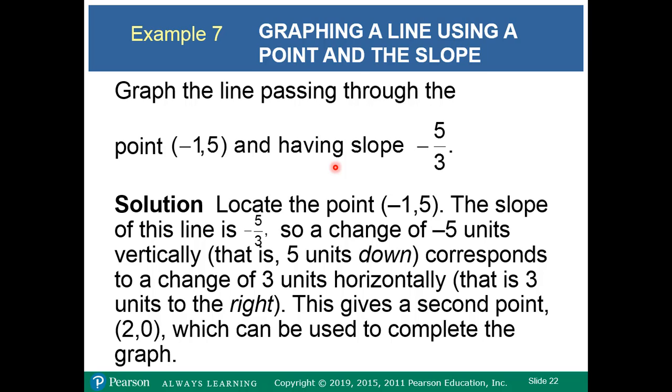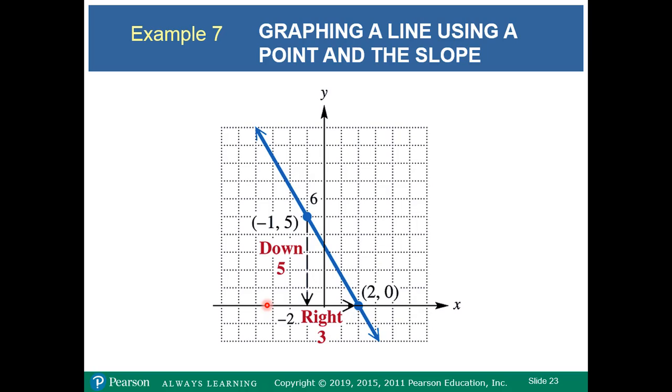So again, it's just understanding what this means, and how we interpret rise over run, and then using that to help us get from this point to the next point. So again, we're going 5 units down and 3 units to the right, which means we're subtracting 5 from y and adding 3 to x. So we get -1 plus 3 is 2, and 5 minus 5 is 0. And we get 2, 0. So that's the other point. And now we can plot those 2 points and graph.